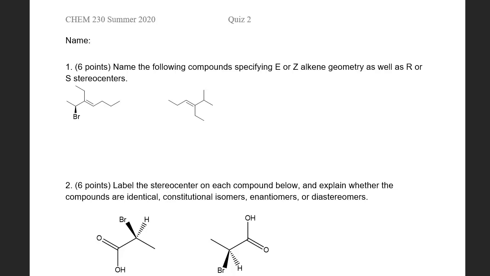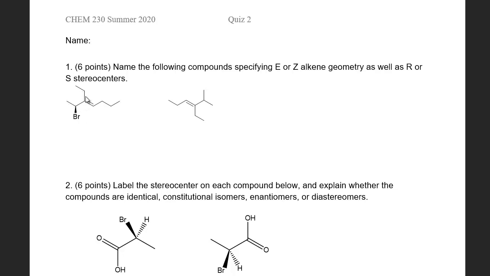For the first question, we're asked to name the following compounds, specifying E or Z alkene geometry as well as R and S stereocenters. For the first compound, we have carbon number 1, 2, 3, 4, 5, 6, 7. So we have a heptene. I'm starting on this carbon rather than this carbon because this carbon leads to the second carbon, which actually has our bromine substituent attached to it, where this one does not.